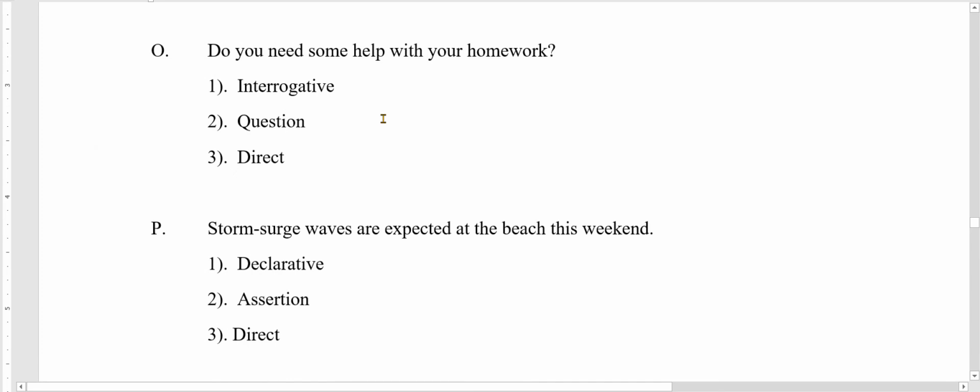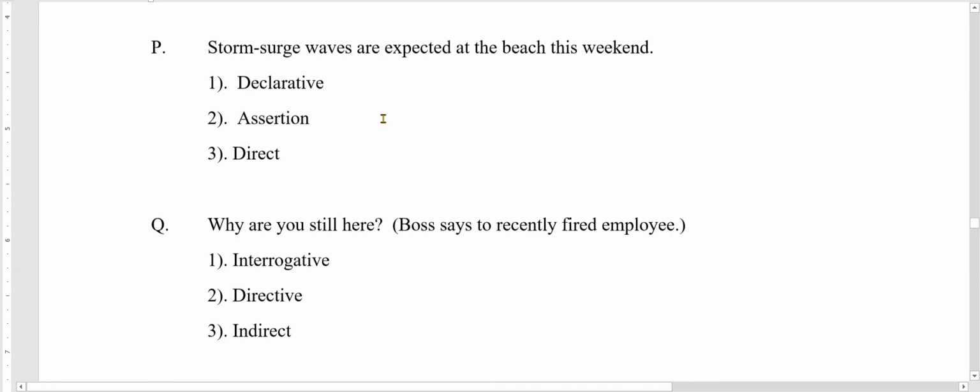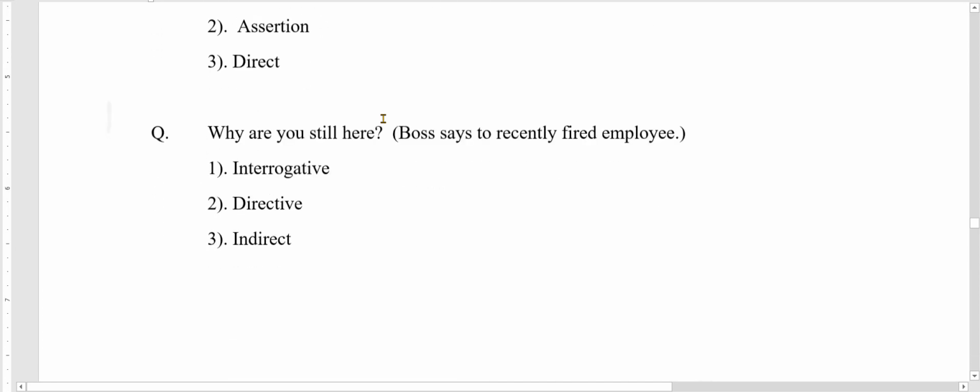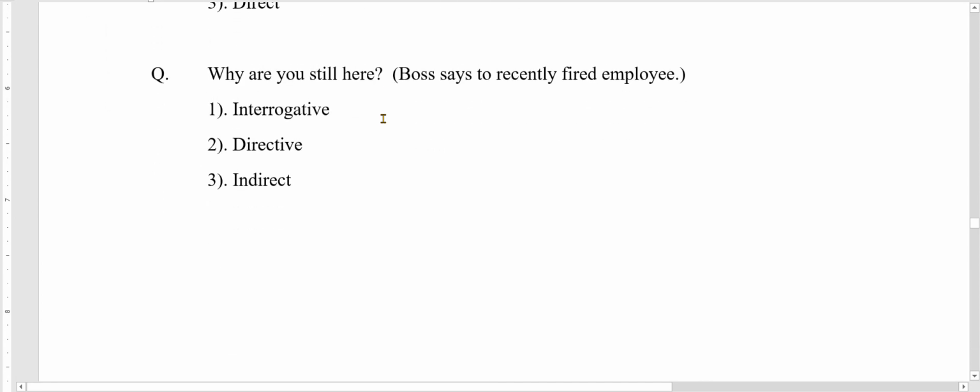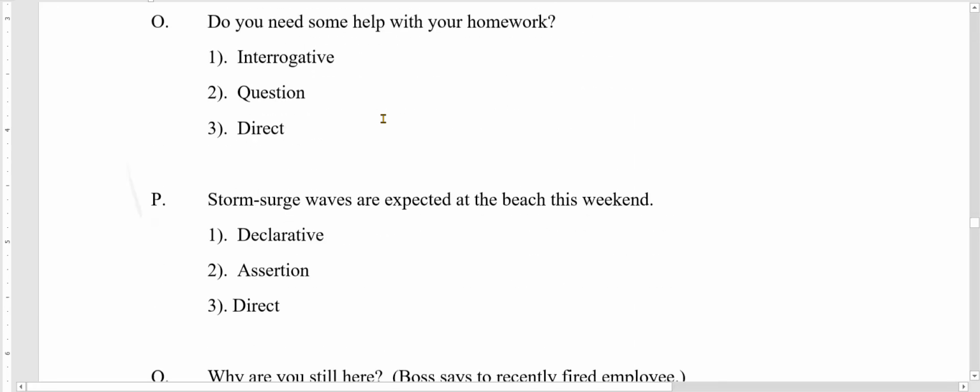Okay, O, do you need help with your homework? Looks like a question, interrogative, question, direct. P is pretty straightforward. Q, to me, this is not, why are you still here? To me, this is get the hell out of here. Leave. Get out. I don't see anything polite about this. So I look at why are you still here, even though it is an interrogative, it is a directive. It means leave immediately. So then it's an indirect speech act. So those are how I would interpret those.